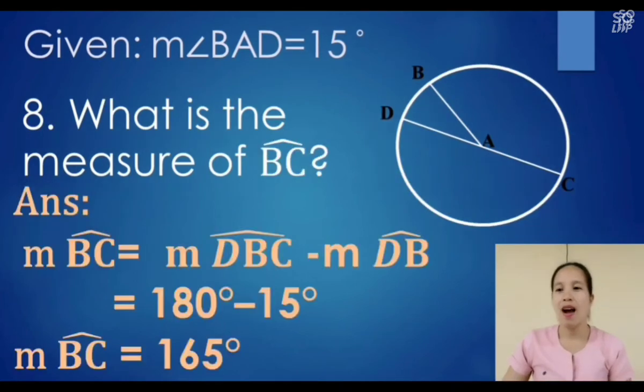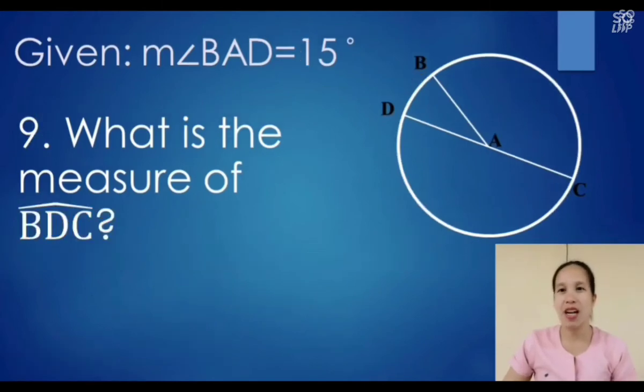Very good. Arc BC is equal to the measure of semicircle DBC, which is 180 degrees, minus the minor arc DB, which is 15 degrees, a difference of 165 degrees, which is the measure of our arc BC. Number 9. What is the measure of arc BDC?